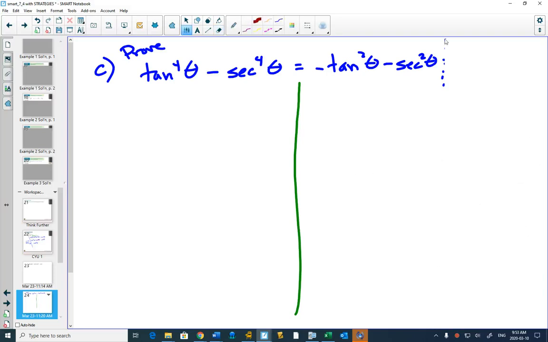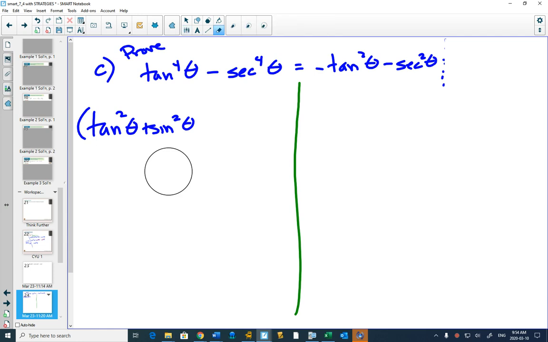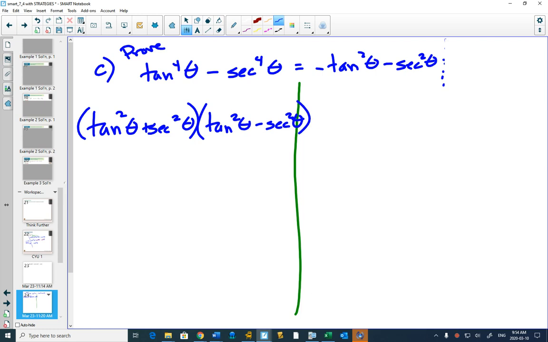So by having that strong in your mind, having a great understanding of what a difference of squares is and how it's factored, I need to be able to recognize the left-hand side here: tan to the 4 is tan squared times tan squared, and secant to the 4 is secant squared times secant squared. And so I can factor this to tan squared theta plus secant squared theta, and tan squared theta minus secant squared theta.